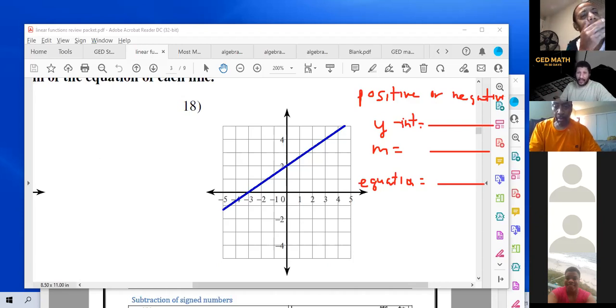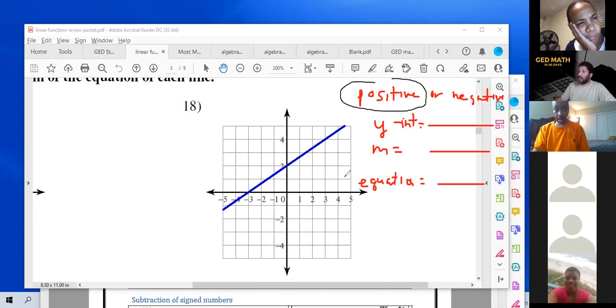So the first thing I'm going to ask, first of all, that's a little bit too thick. Is this positive or negative? Positive, because from left to right it is going up. What's the y-intercept? Positive 2, because this is where the line is crossing the y-axis. So right away, you should be able to identify whether it's positive or negative, and what the y-intercept is, immediately when you look at a graph. Okay, all right. So now we've got the y-intercept.